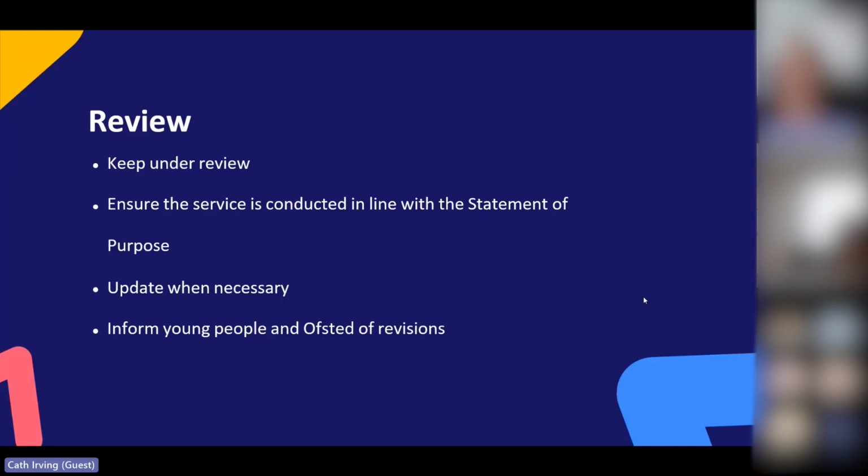Once you've got your statement of purpose in place, the registered person must make sure that the service and setting is conducted in line with that statement of purpose. And obviously, if there need to be changes to that, then those changes occur in line with those reviews. Any updates to statements should be made when necessary, and young people need to be informed if there are any changes made to that statement of purpose, particularly if they're going to impact on them, and the reason for that. And Ofsted must be informed of any revisions and provided with a copy within 28 days of any revised statements of purpose.